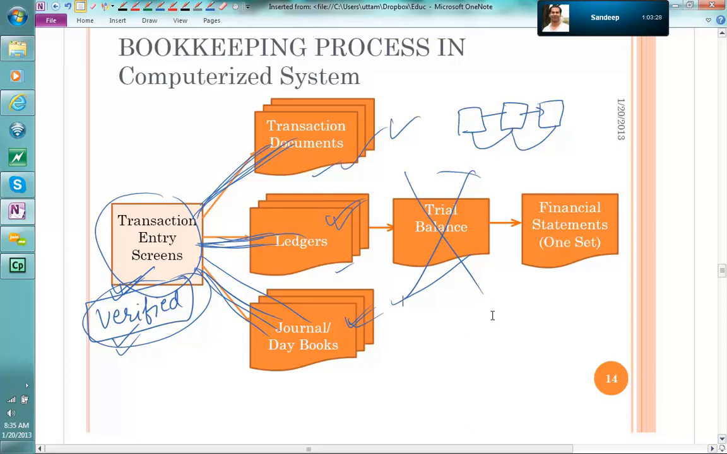Okay ji, but now in a computerized system, on a daily basis you can check that if the transaction is posted, there should not be a partial posting. If you are posting any transaction, there should be full posting, and at any point of time all the debit must be equal to credit. Okay ji, so if there is a check in the computer system which verifies the data with each transaction, there is no need for trial balance, and then your financial statements are drawn from it.